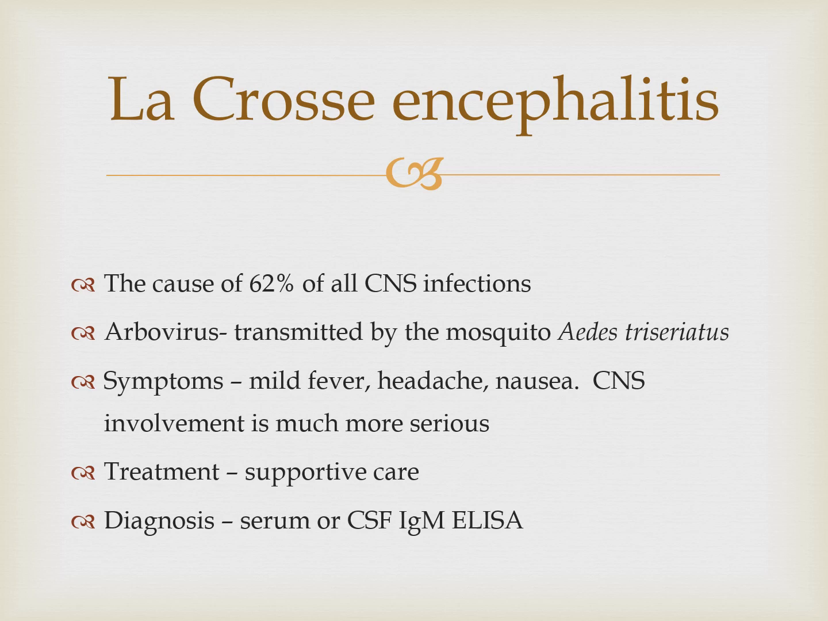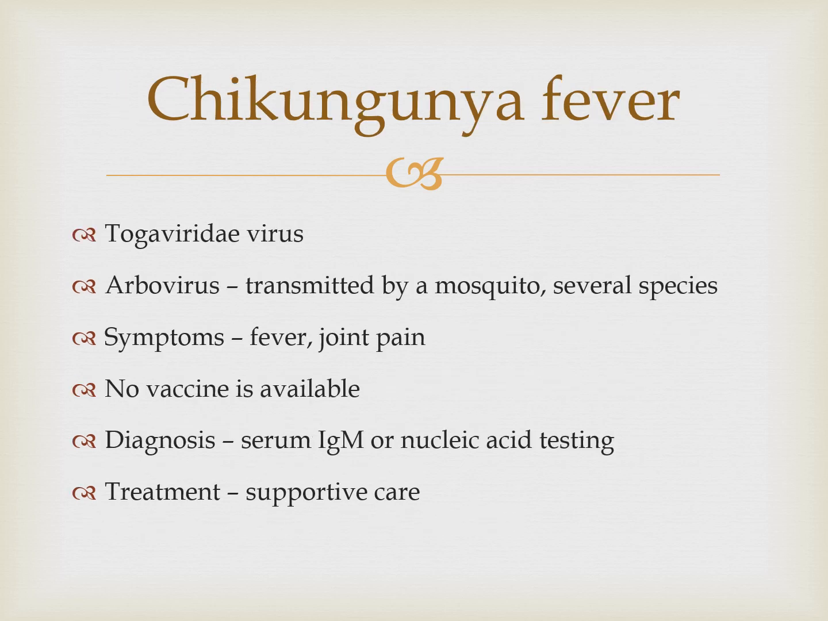Symptoms of Crosse encephalitis would be mild fever, headache, nausea, central nervous system depression, and usually when that occurs, it's now become a much more serious disease. The treatment is not great, it's just supportive care, and the diagnosis, again, is either serum or spinal fluid, IgM, ELISA, antibodies. This is one of my favorite diseases to say.